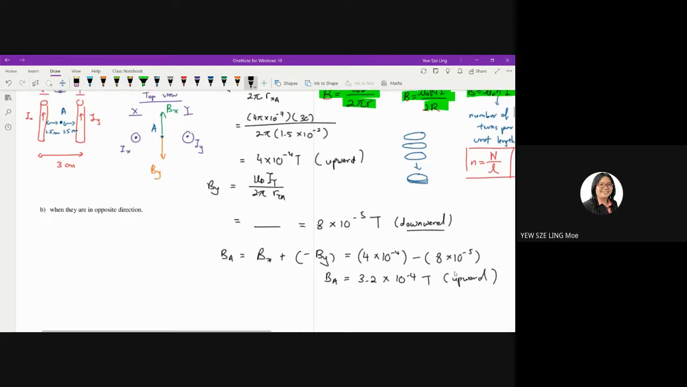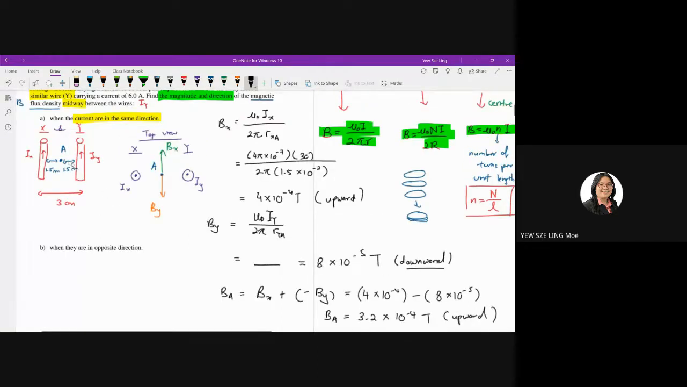Now, if you stick to the 3D diagram, then what is going to happen? You will get BX pointing into the page, and then your BY would be out of the page.